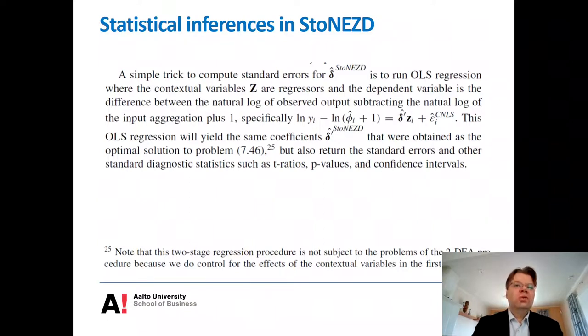Notice that in contrast to the two-stage procedure, of course, we have controlled for the z variables already in the first stage. So there is not any kind of problem compared to omitted variable bias. So we have already controlled for the z variables, and we can confirm that the second stage OLS yields exactly the same coefficients delta as we had already in the first stage. But really, this is just a practical way to calculate the standard errors and the related statistics.